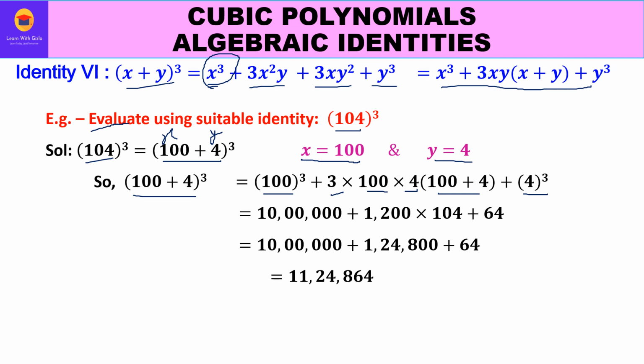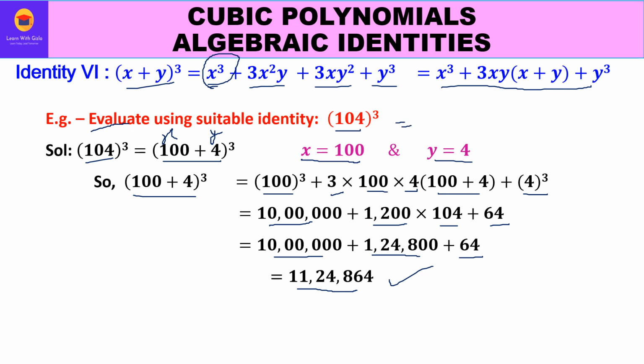Now 100 cube is what? 10 lakhs. And 3 into 100 into 4, you will get 1200, and 100 plus 4 is 104. And 4 cube is 64. Now further simplify. 10 lakhs plus 1200 into 104, you will get 1,24,800 plus 64. Further, you will get 11 lakhs 24,864. So this is the final answer. This is how we have evaluated 104 cube using the identity.